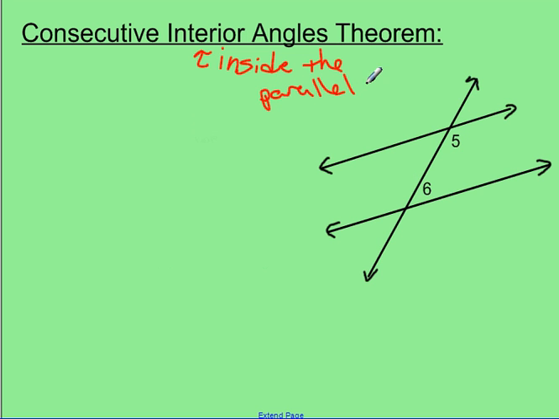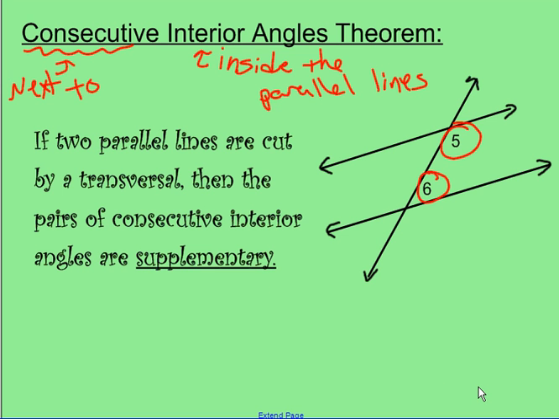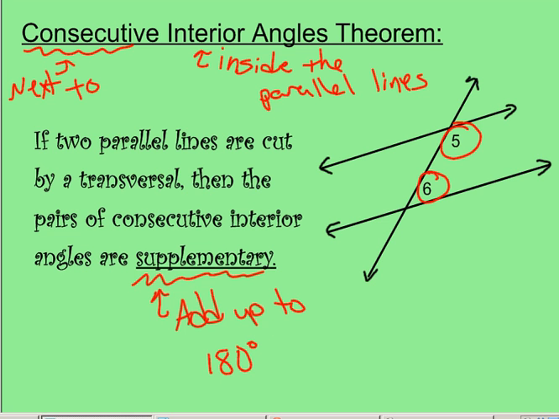Okay, we knew that from the last theorem we did. Consecutive, however, means next to. So if we look here, we have angle 5 and angle 6. They're both inside the parallel lines, and they are next to each other. They're not on different sides of our transversal. So our nice fancy math definition: if two parallel lines are cut by a transversal, then the pairs of consecutive interior angles are supplementary. And a reminder, supplementary means, write this down, that they add up to 180 degrees.